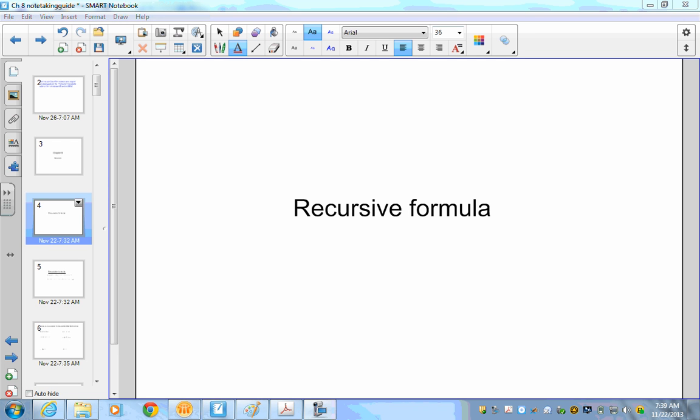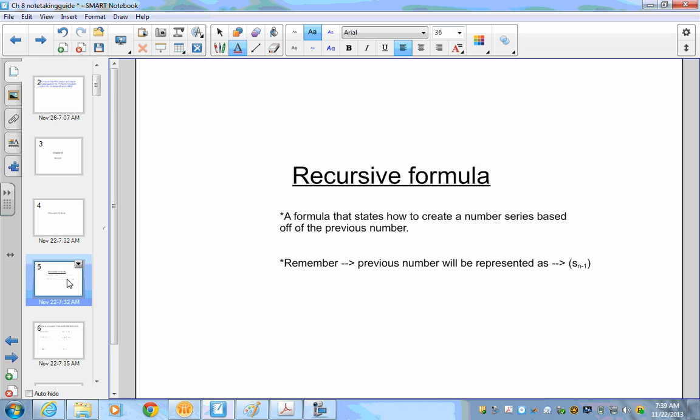Okay, in this video we're going to be talking about creating a recursive formula. So let's go ahead and get started. What is a recursive formula? It's basically a formula that states how to create a number series based off of a previous number.